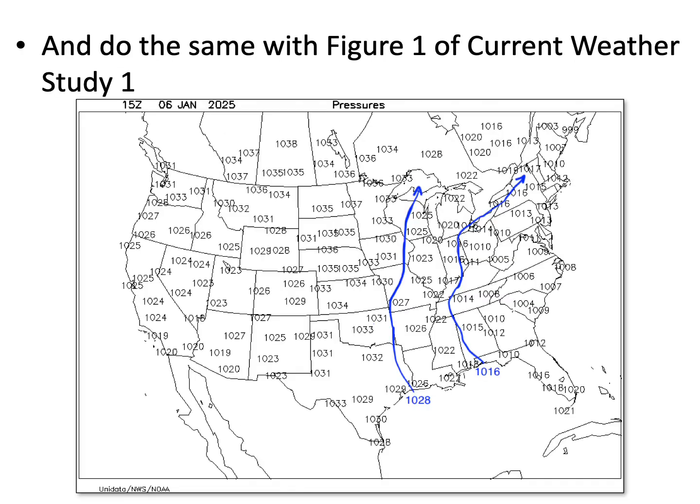Then you can move on in Current Weather Study 1 and do the same thing with the whole country. And you'll notice again that there's a couple of lines that are already drawn for you. And then you can keep doing them and answer the questions.